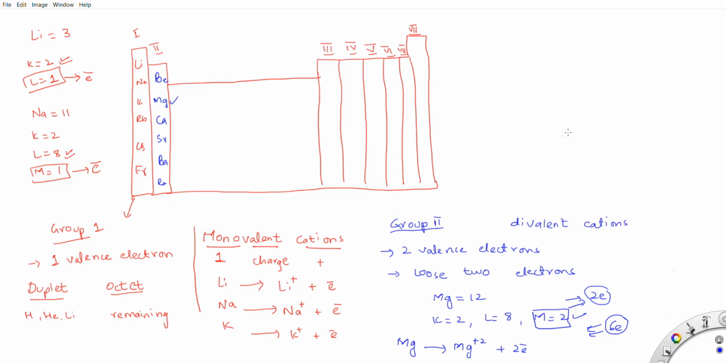Now, a similarity in the properties between group 1 and group 2 elements is that they are all metals. Group 1A elements are known as alkali metals and group 2A elements are known as alkaline earth metals.